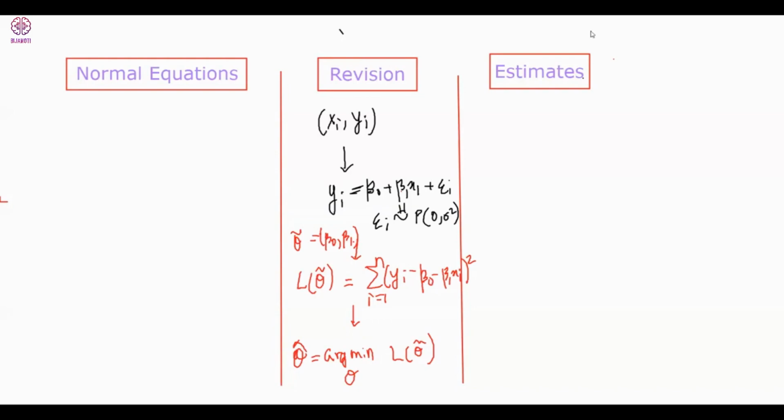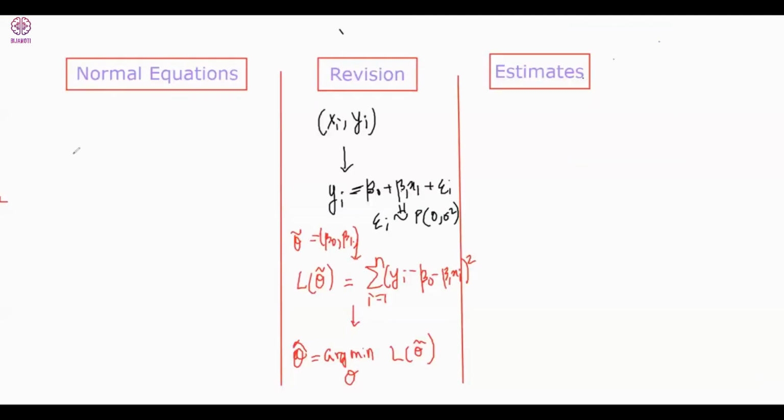So how do we use this to estimate those theta hats? That is the aim of this video, and it is done by something called normal equations. The normal equation gives rise to the minimizing equations from the least squares. So let's try to do it. We are trying to minimize L of theta, which is the summation of yi minus beta naught minus beta 1 xi whole square. So how do we minimize it?